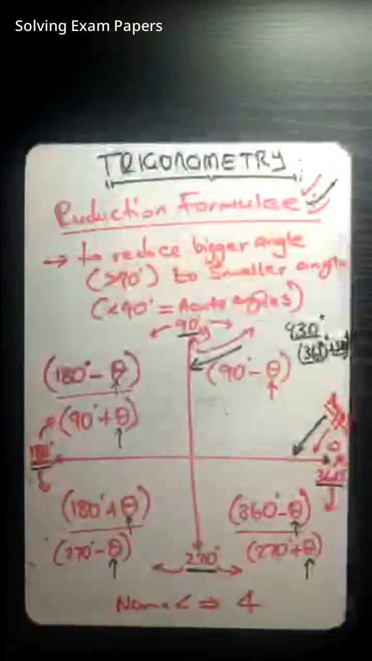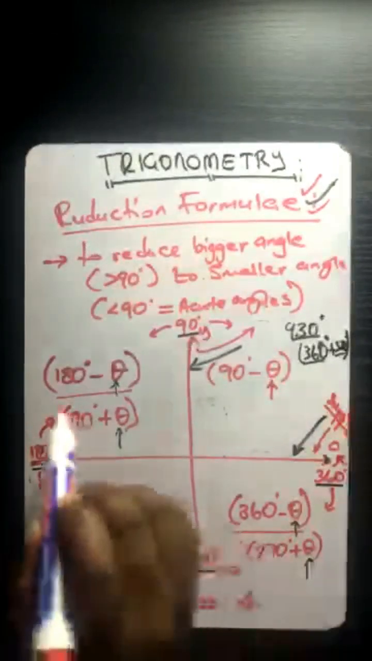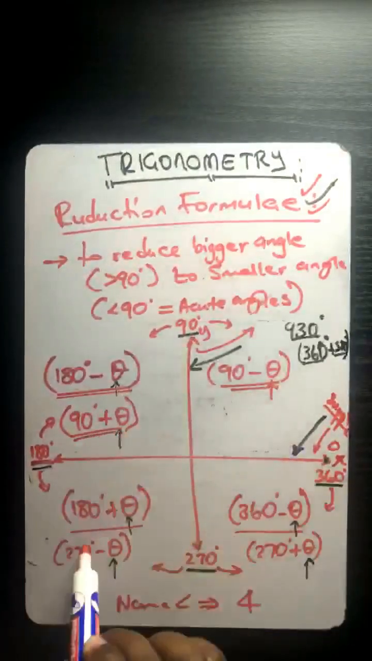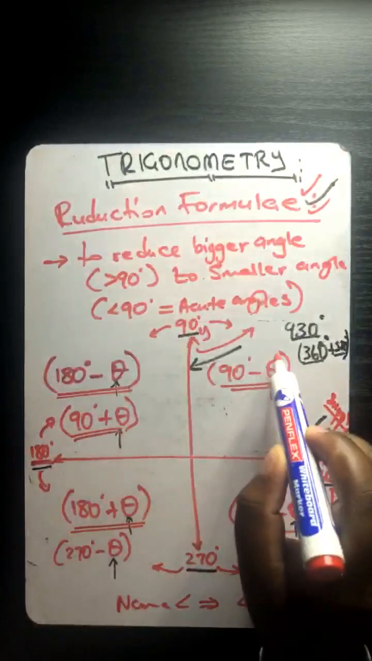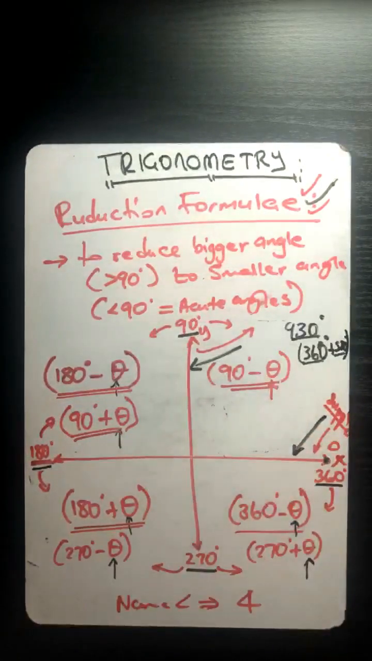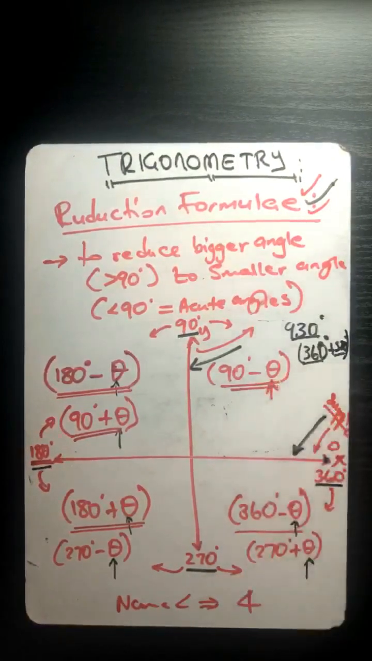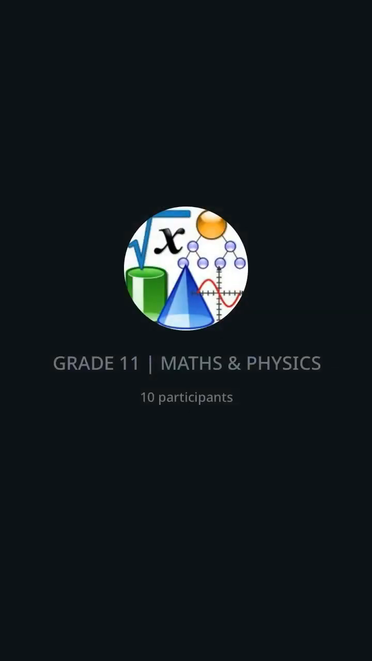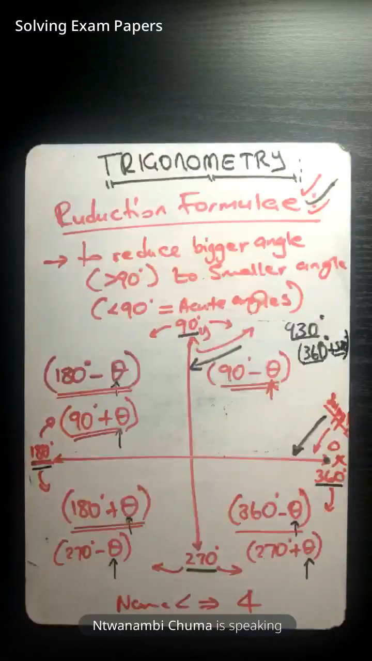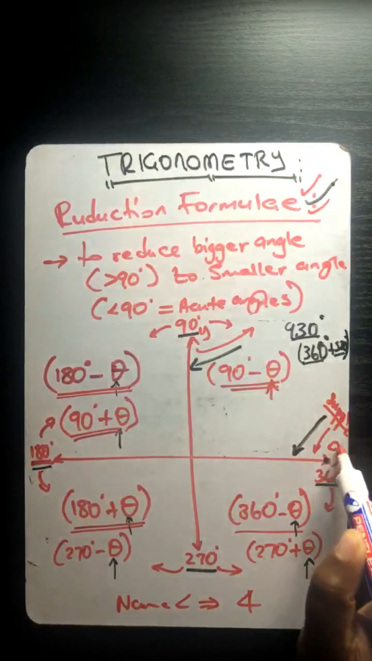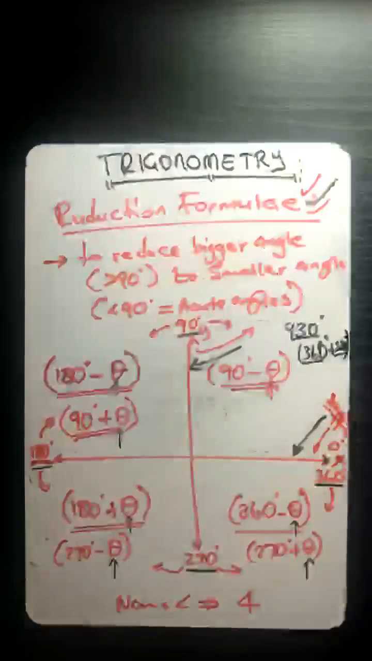100%. So that means the moment you use this reduction formula, always know that this theta is an acute angle. Do you want to tell what it means when we say it's an acute angle? What can you say about that? That it's a number that should be smaller than 90. 100%. So just say a number between 0 degrees and 90 degrees.